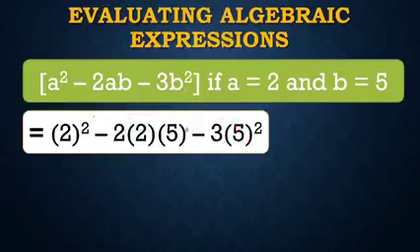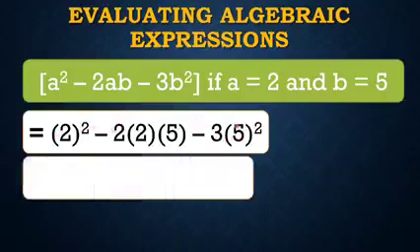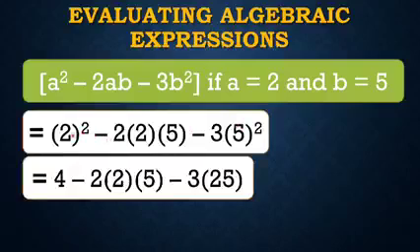Then we will follow the GEMDAS rule. Groupings, okay, wala tayong groupings. Meron tayong exponent, that is 2 squared, and we have also the 5 squared. So we need to operate that one first. And 2 squared is equal to 4. Bring down the rest. And 5 squared is equal to 25. Kaya naging 4 minus 2 times 5 minus 3 times 25 siya.